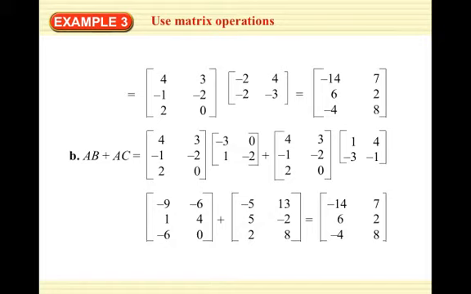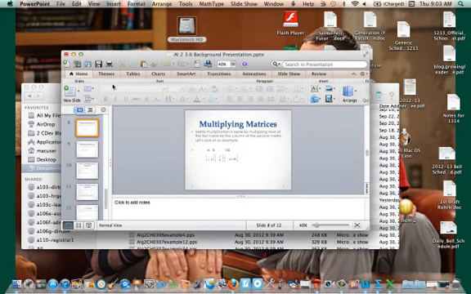And the cool thing is, if you look here, you have the same answer when you did A times B plus A times C as you did when you did B plus C and then times A. So the distributive property does hold for matrix multiplication. In fact, let's talk about properties in general.